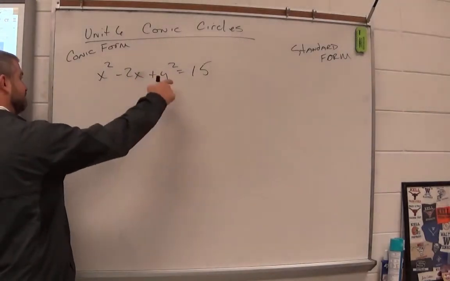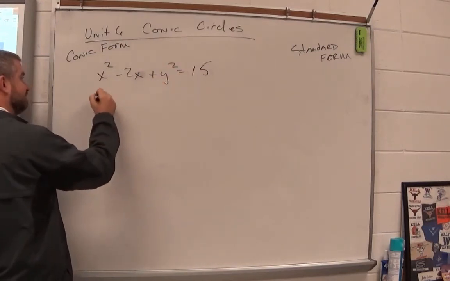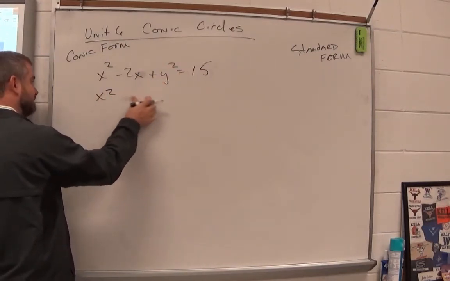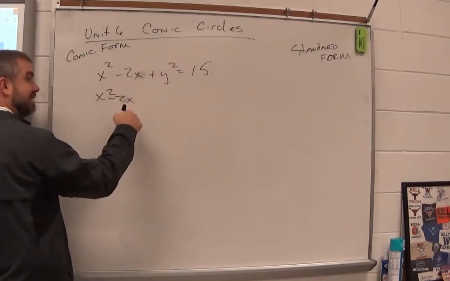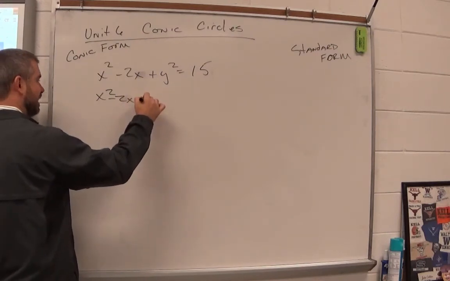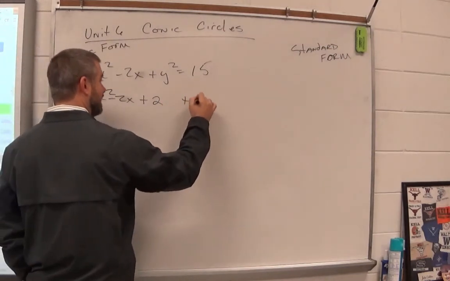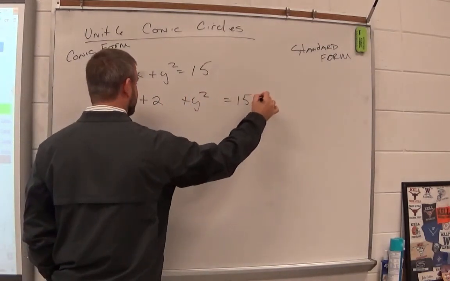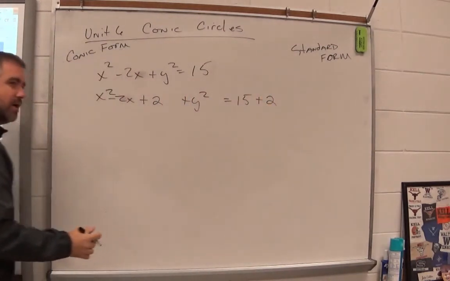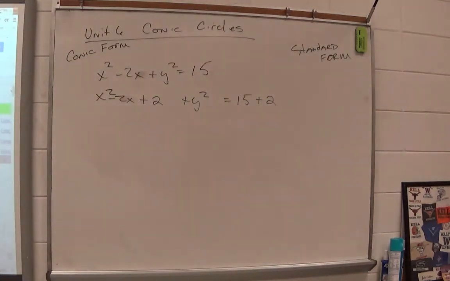X squared minus 2x plus y squared equals 15. I'm going to say x squared minus 2x, I just dropped that down, and I'm going to say plus 2, plus y squared, over here 15, plus 2. Now why in the world did I do plus 2? Opposite. Completing the square. Yay! Outstanding! I completed the square.